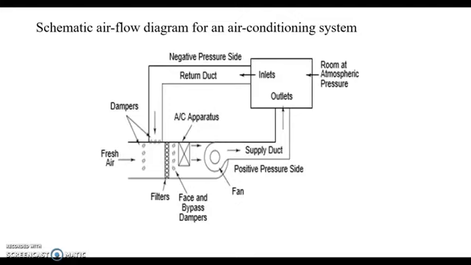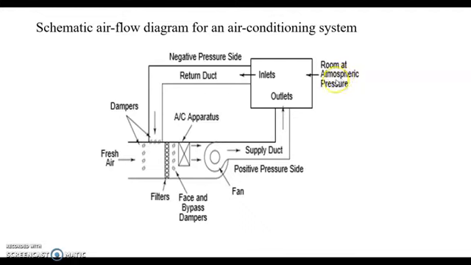This is the schematic airflow diagram for an air conditioning system. This diagram shows how air is handled in a simple air conditioning system. A closed loop is formed for the circulation of air. In this case, the reference point is the room. It is at atmospheric pressure.